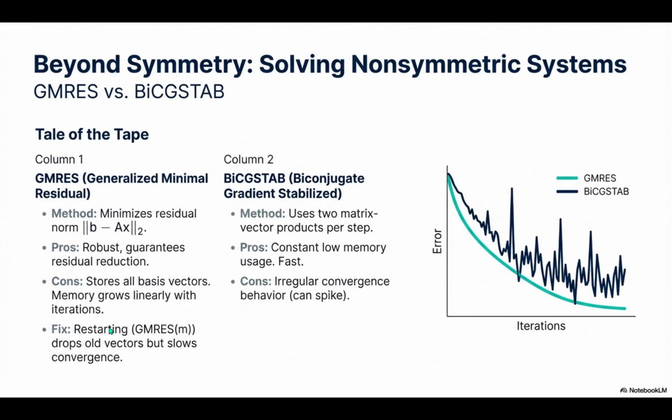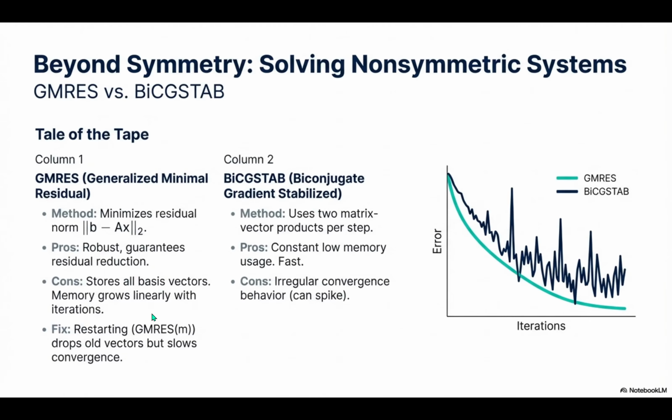Because the tank is heavy. To guarantee that descent, GMRES has to remember every single direction it has ever taken. It stores all these old vectors. So the longer you run it? The more memory it eats. The memory usage grows linearly with every iteration. And eventually you run out of RAM and the computer crashes.